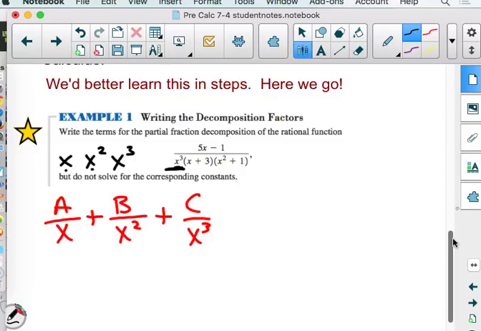Now, the next factor we see is an x plus 3, and that's linear. So we'll make that D over x plus 3, but that's its highest power. So we don't have to do any more with that one. That's all that's going to show up.